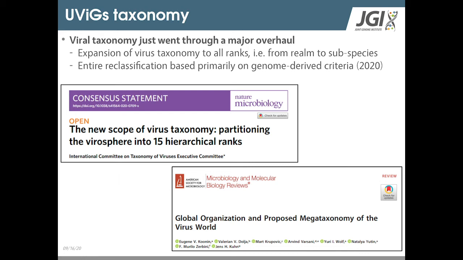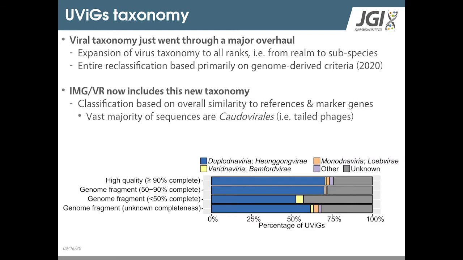And the virus world and the official body of virus taxonomy, which is called the ICTV, accepted that we needed to shift to genome-based features so that we could meaningfully integrate UVIGs in the broader virus taxonomy. All that means, don't learn virus taxonomy right now because it's changing almost every month. But we're able to work with people in ICTV to get the most up-to-date taxonomy to IMG/VR.